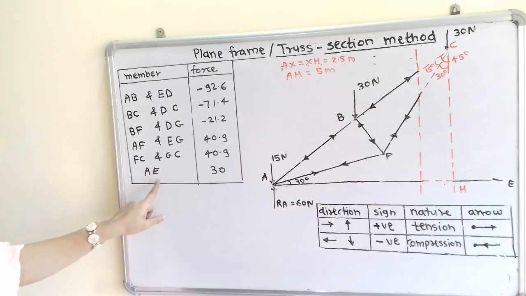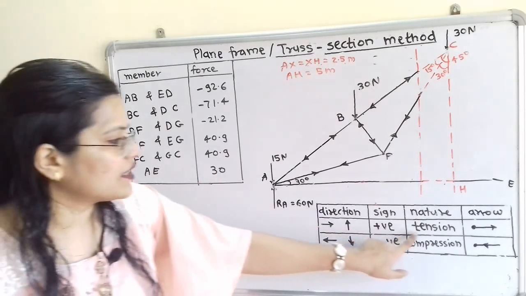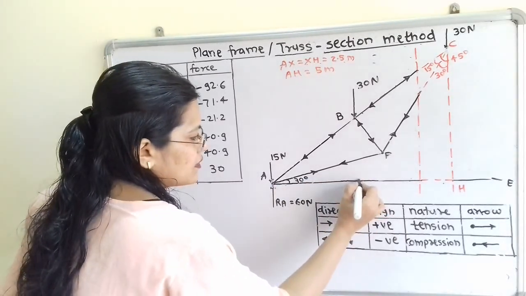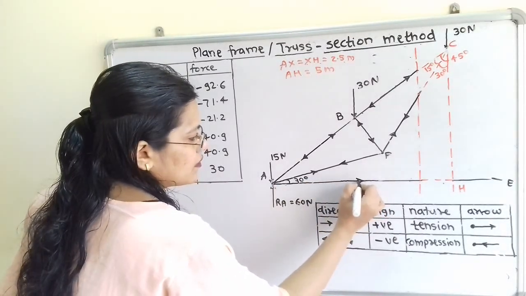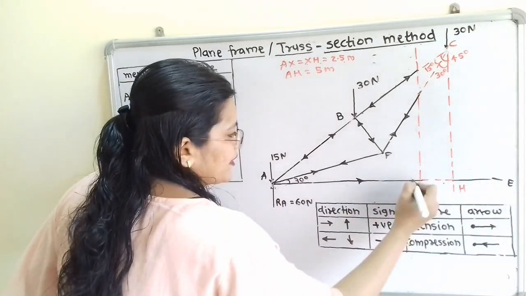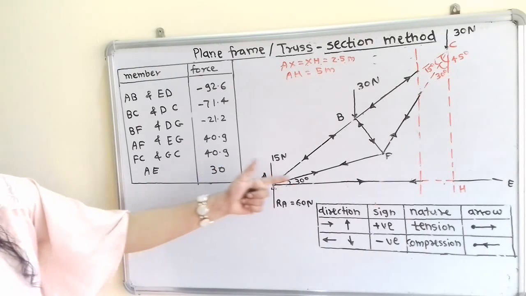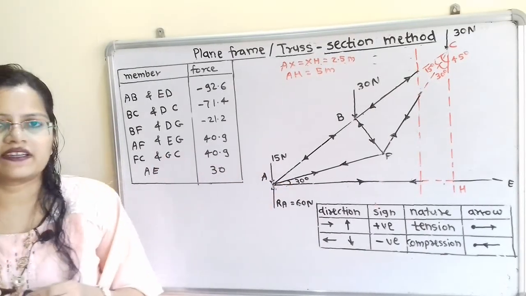Now AE. So for AE nature is tension and we have to show arrow away from the joint. And here is the point E. So we will show here. So this diagram and this table is the final answer.